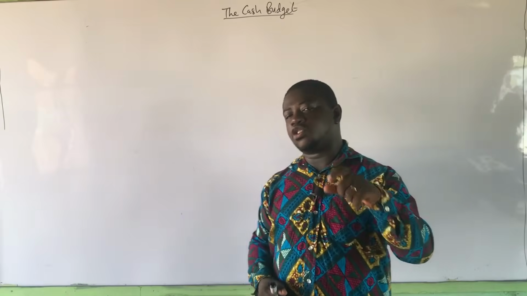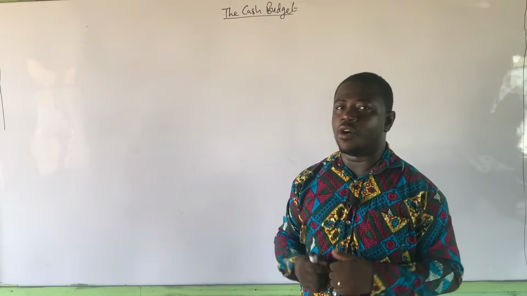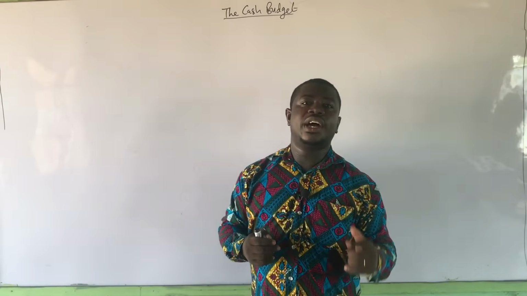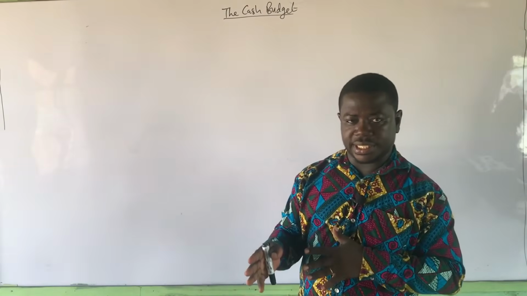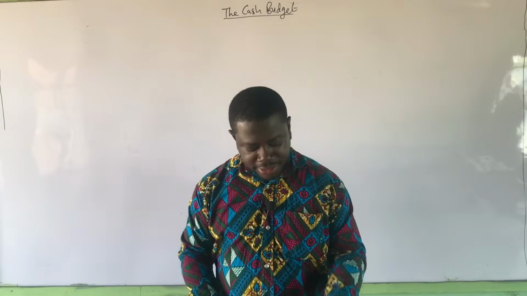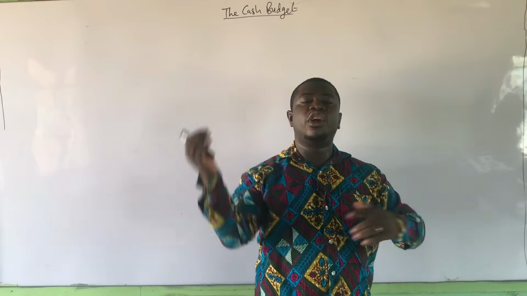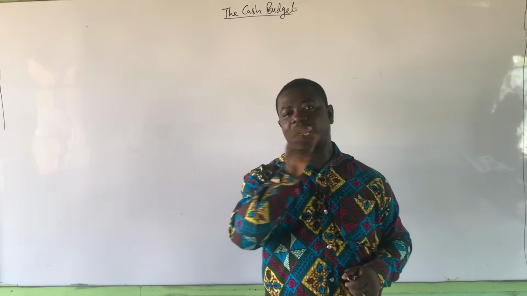All right. So now that we've understood that, they didn't give us the purchases figures. So we have to find our own purchase figures. That is the mystery of this question. But we are told that goods are purchased in anticipation of sales in the month preceding sales. That is the first part. The second part says that sales are invoiced at cost plus 20%. So in the following month when we are selling what we've bought, we sell it at cost plus 20%.